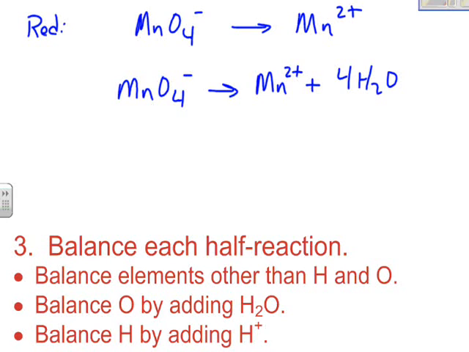And now I'm going to balance the hydrogen by adding hydrogen ions. So when I added the water, I added 8 hydrogens. So I'm going to put 8 hydrogens over on the other side. That's 8 hydrogen ions.